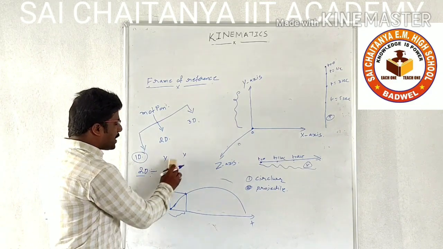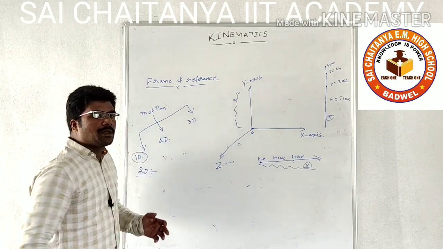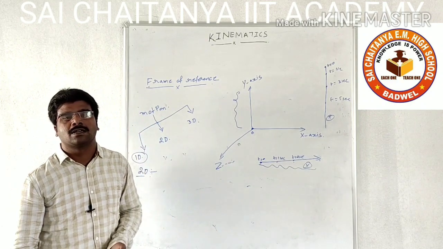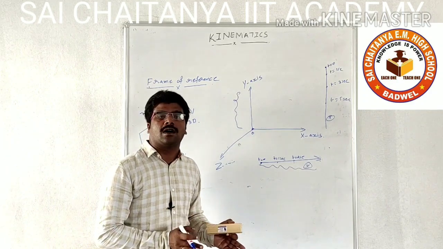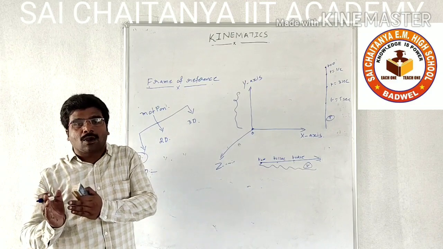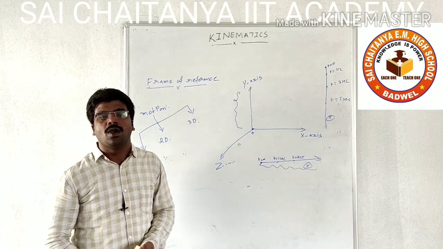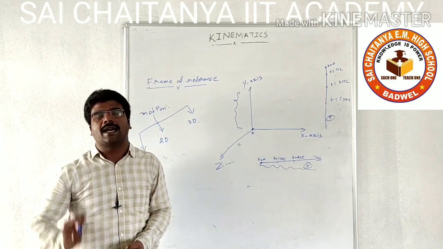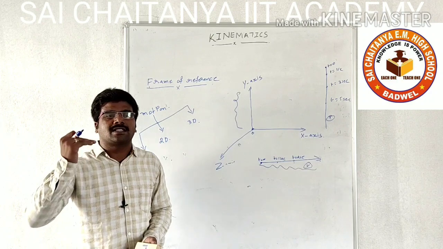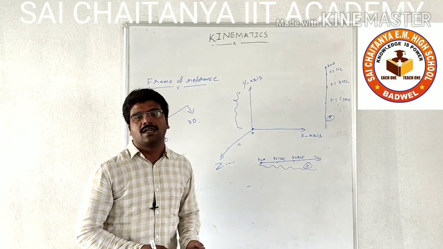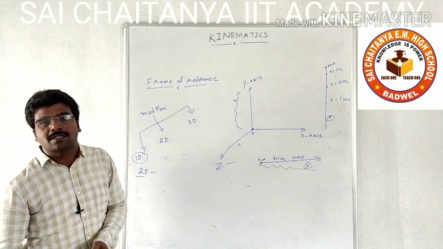In the same way, three-dimensional. No need to represent in the form of frame of reference. If the motion of the body is in space, it is three-dimensional motion. And in order to represent the motion of the body, if we require three coordinates, then such motion is known as three-dimensional motion. For example, motion of a kite, motion of a bird, motion of an aeroplane. These are all the examples for three-dimensional motion. So these are the three types of motion: one-dimensional motion, two-dimensional motion, and three-dimensional motion.